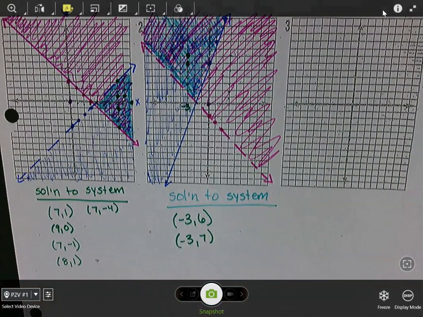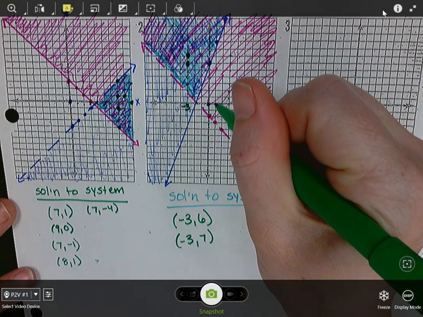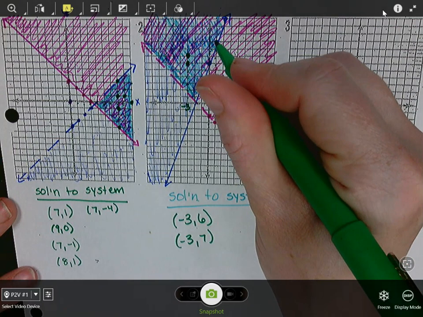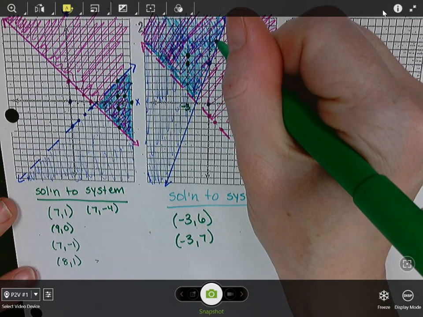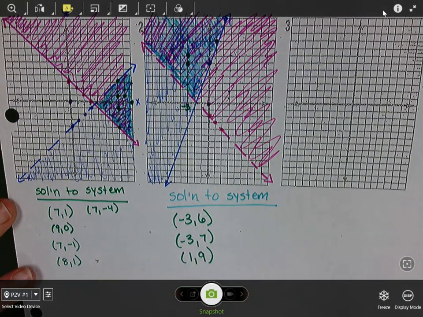All right, Brandon, what's another ordered pair that's a solution? 1, 9. Okay, so start here at 0. Go to the right 1. 1, 2, 3, 4, 5, 6, 7, 8, 9. Good job. That's actually on the line, and the line's solid, so that works. All right, Aubriana, what's another one?